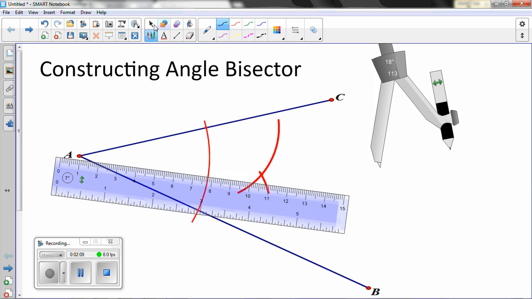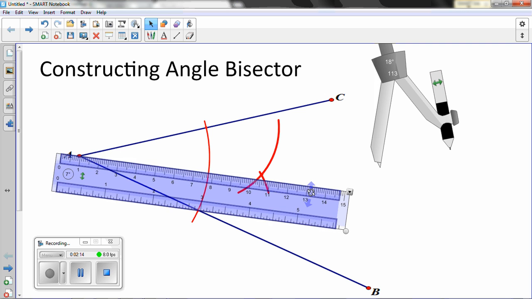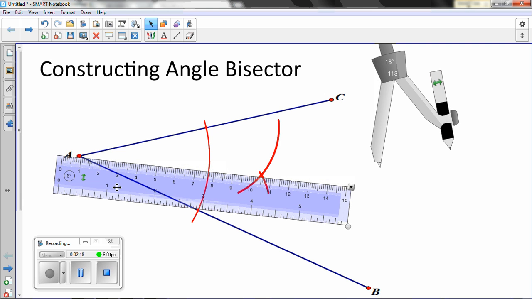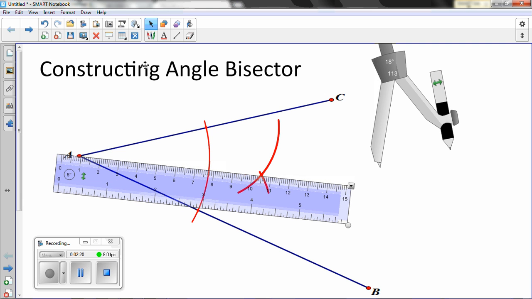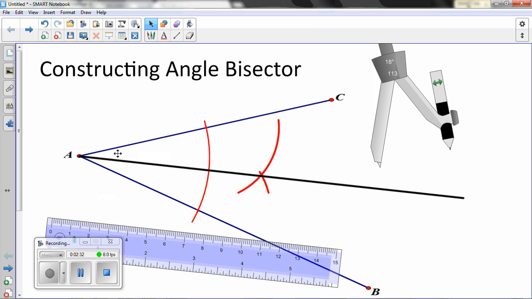Let's do it in a different color here. So I'll use my straight edge to connect my new point to my vertex, and draw that line. And that black line represents my angle bisector. That line creates 2 angles that are equal. This angle here is equal to this angle here.